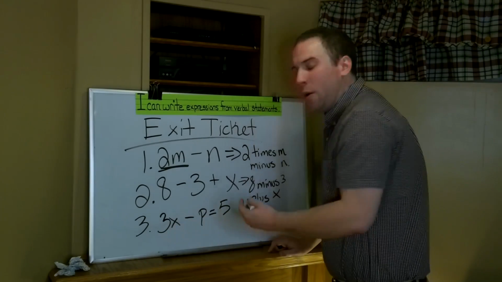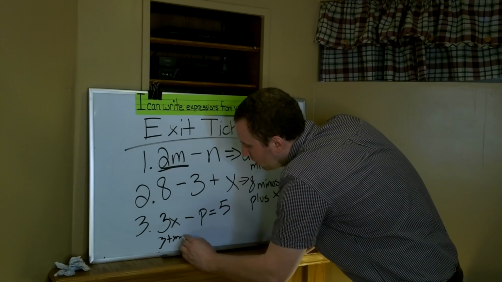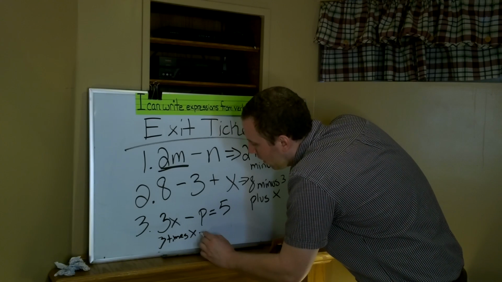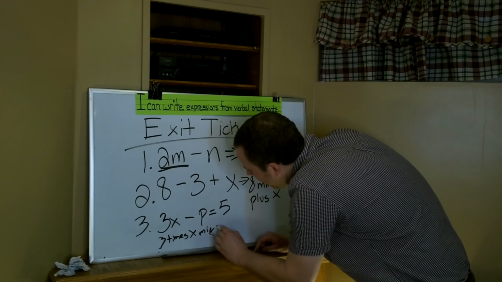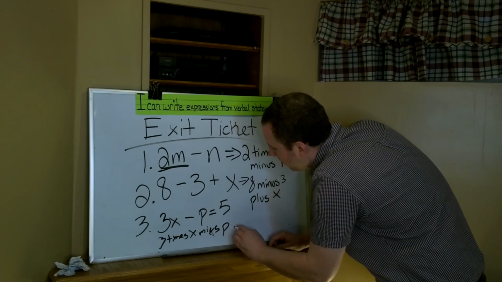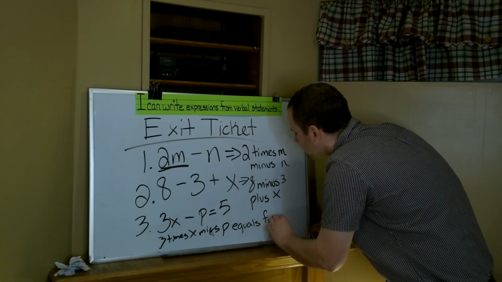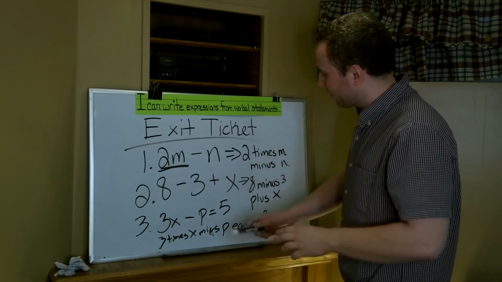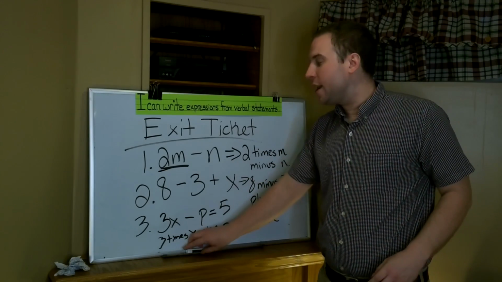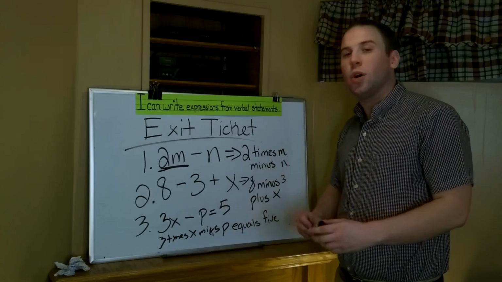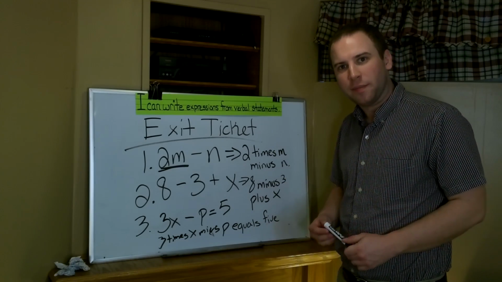Correct. Same way we did before with our exit slip, we could do 3 times x minus p equals 5. That is correct. Equals, or is, or of, that you see in an expression also means equals, which you may see on your homework tonight posted on thatquiz.org.